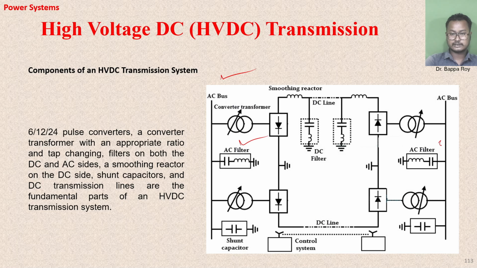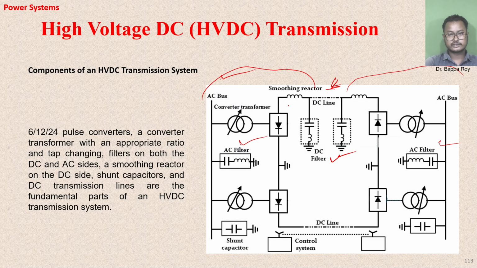Then there is the DC line. This is the transmission line actually. This is the receiving end part, and this is the sending end part. There are the shunt capacitor, AC filter, converter transformer, AC filter, AC bus, and smoothing reactor. All these are components of the HVDC transmission system.